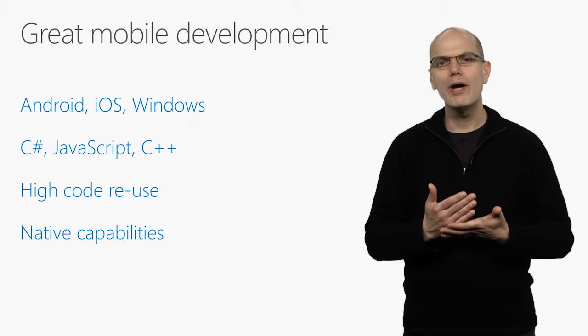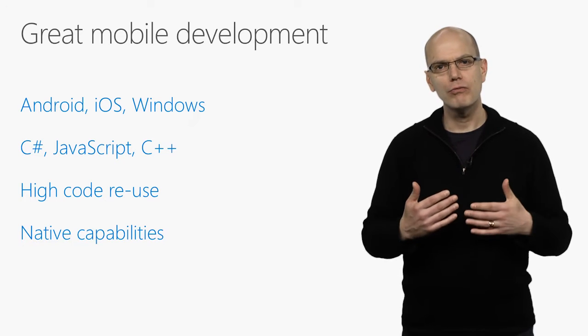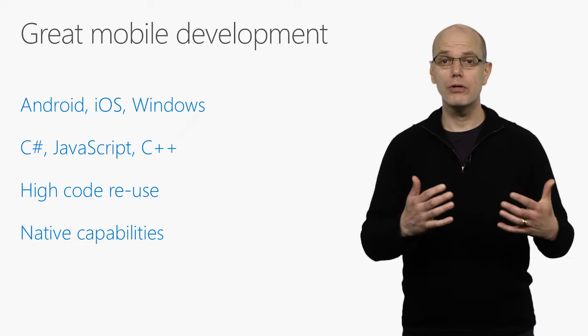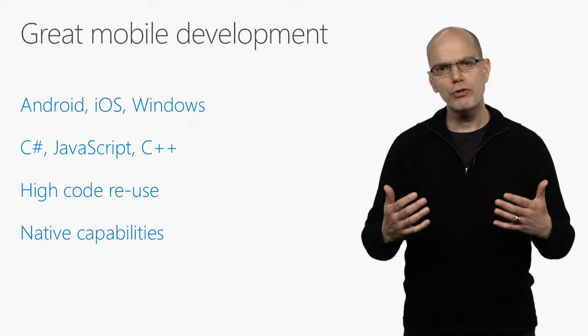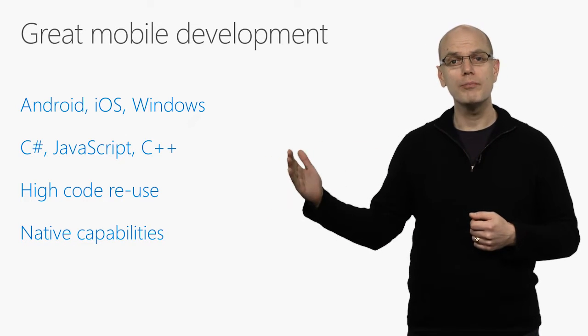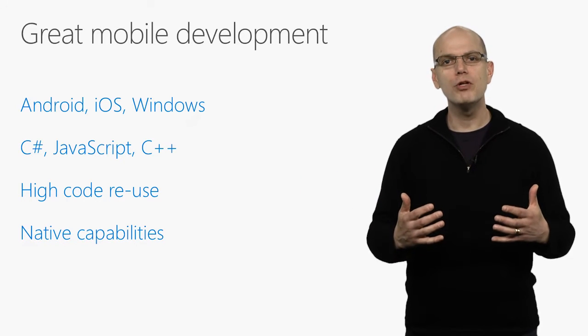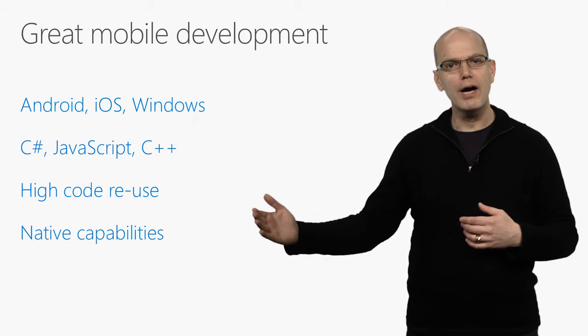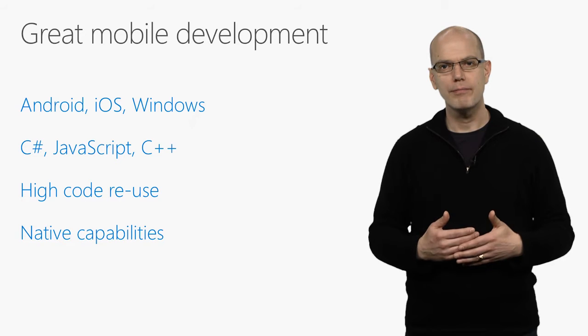Being able to create great mobile apps is now table stakes for everything from internal employees to your consumer presence. Visual Studio 2017 makes it easy to use your existing skills with C#, JavaScript, and C++ to productively build mobile applications for Android, iOS, and Windows devices.